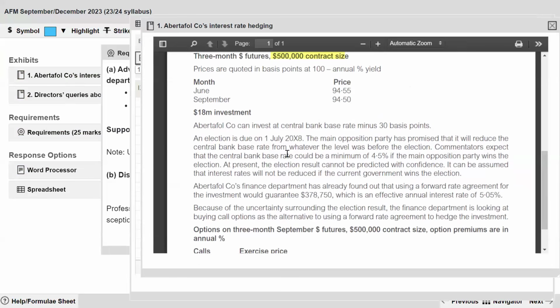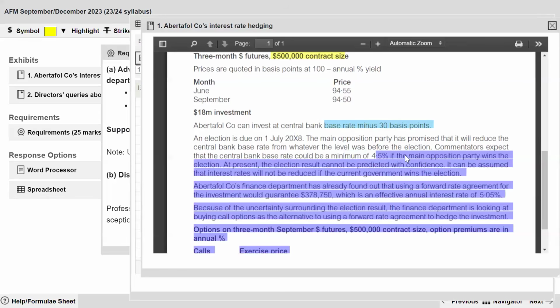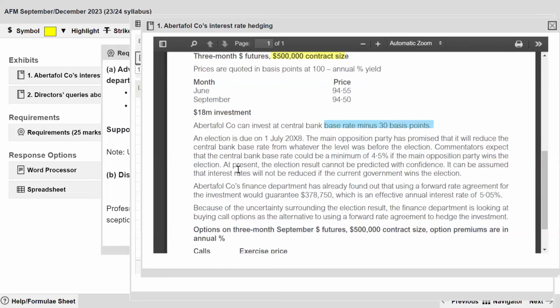Now it says Abertafol company can invest at central bank base rate minus 30 basis points. So you can invest at base rate minus 30 basis points. Now what next is there? An election is due on 1st July X8. The main opposition party has promised that it will reduce the central bank base rate, and it could be a minimum of 4.5% if the main opposition party wins the election. At present, the election result cannot be predicted with confidence. It can be assumed that the interest rates will not be reduced if the current government wins the election.